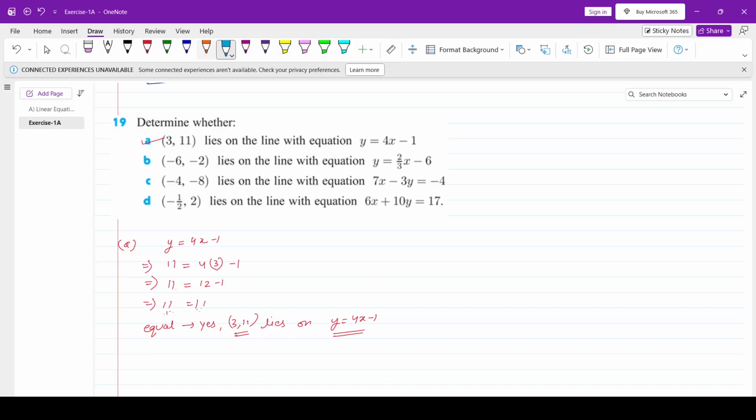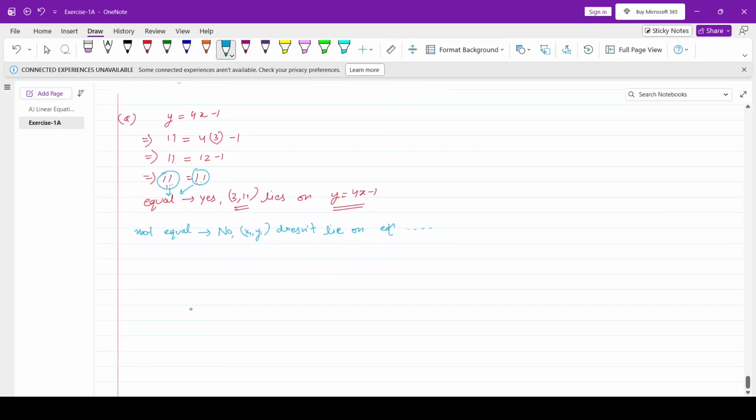I'll write in this case: this 11 is equal to this 11. Yes, equal. Yes. In case not equal, then you need to write this inference. No, x1, y1 does not lie on equation so and so. I'll move on to the next question.